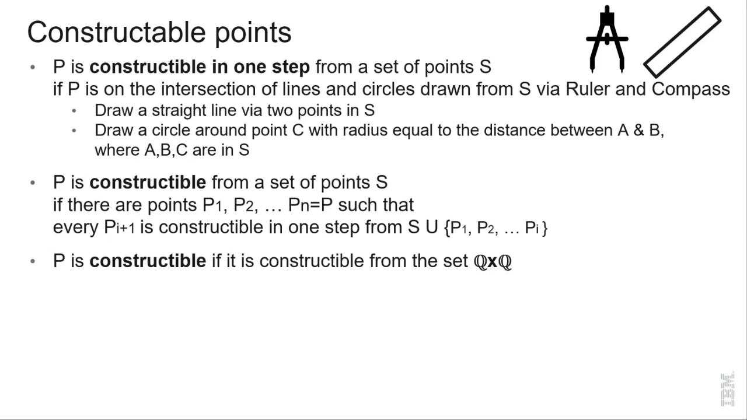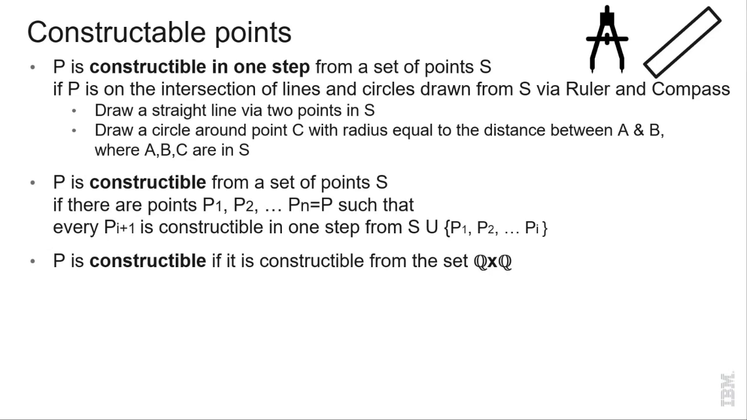And this is considered a step. So you get circles and lines for free, but whenever you add a point to the set, that's considered one step in the process. And the point P is constructible in one step if you abide by these rules. So you can do as many circles and lines as you want, and then you stop and add one point to your set, and that is constructible in one step.